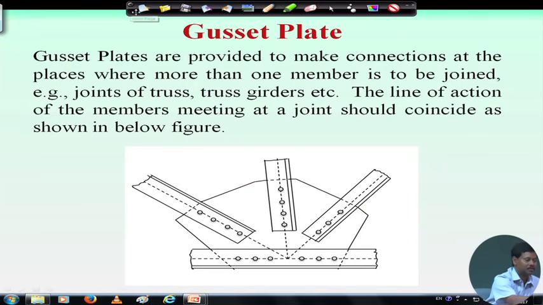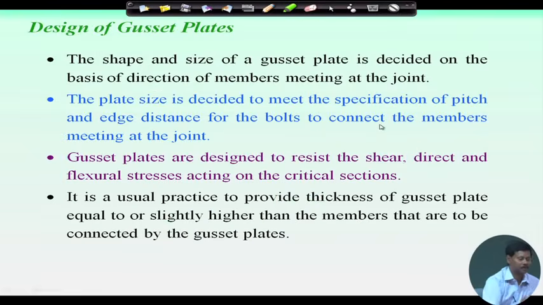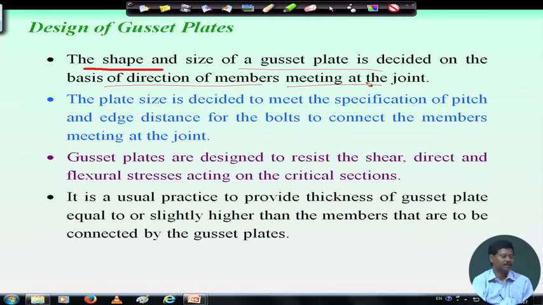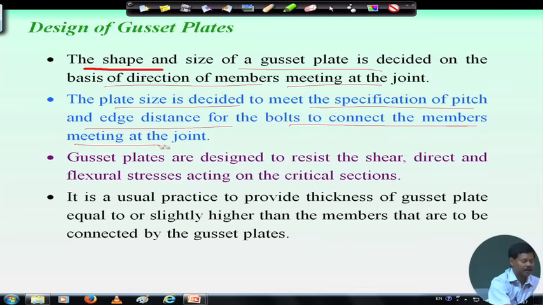If I look back at the design criteria, first, the shape and size of a gusset plate is decided on the basis of the direction of members meeting at the joint. Then the plate size is decided to meet the specification of pitch and edge distance. The minimum pitch distance and edge distance are given in the code. From that we find the provided pitch and edge distance for that particular case, and then accordingly we can find the length of the joint.